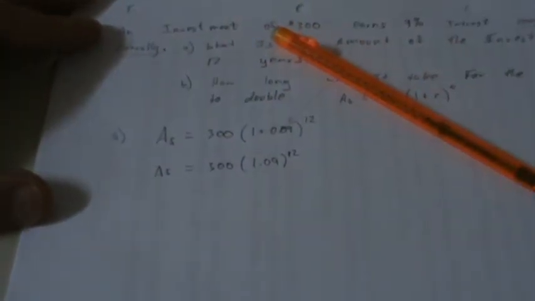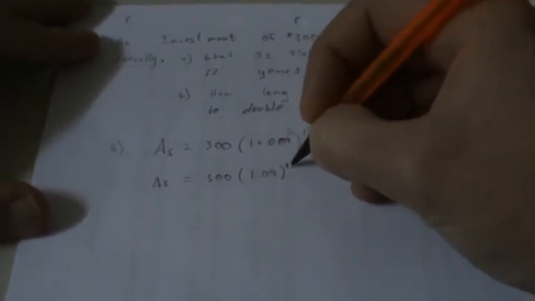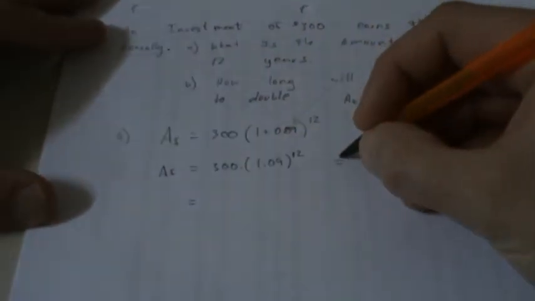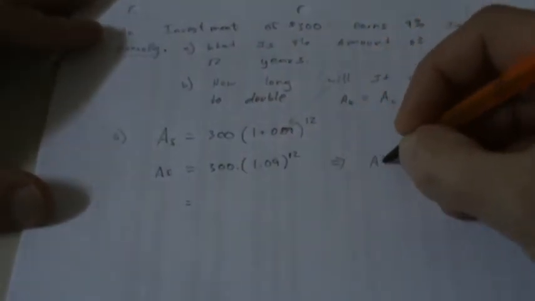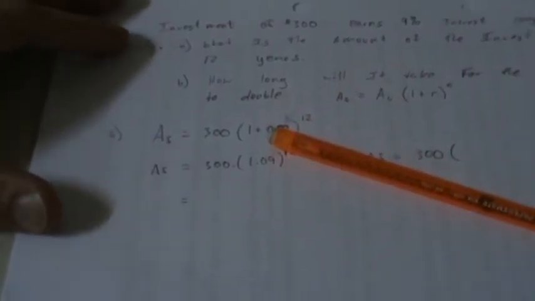It simplifies down to 300 times 1.09 to the 12th. And there's a procedure that you'll want to figure out: 1.09 to the 12th, then multiply it by 300. And so the amount final is 300 times whatever 1.09 to the 12th is.